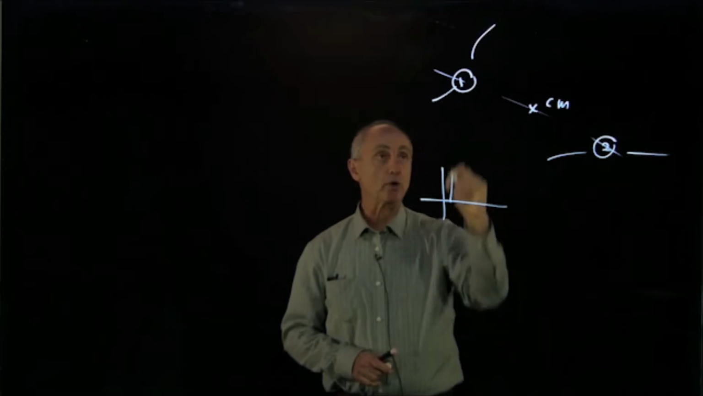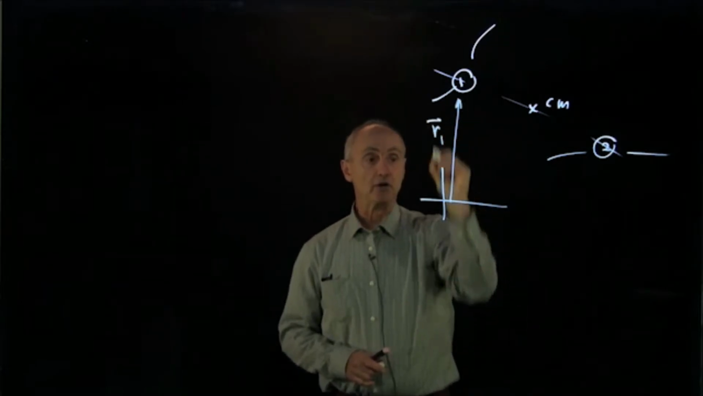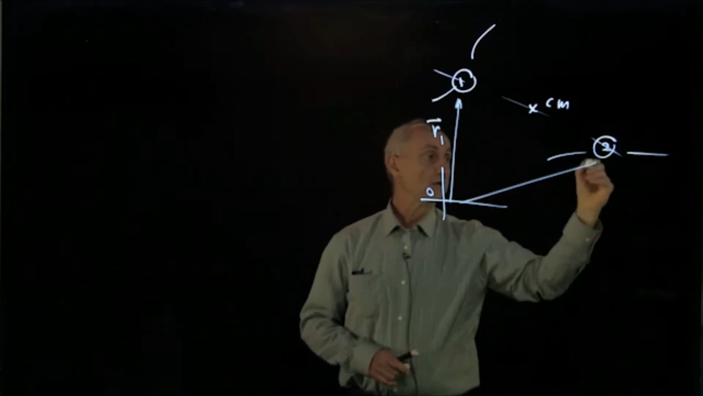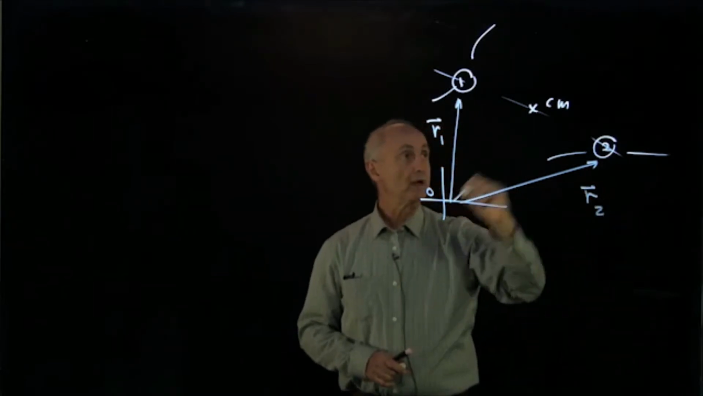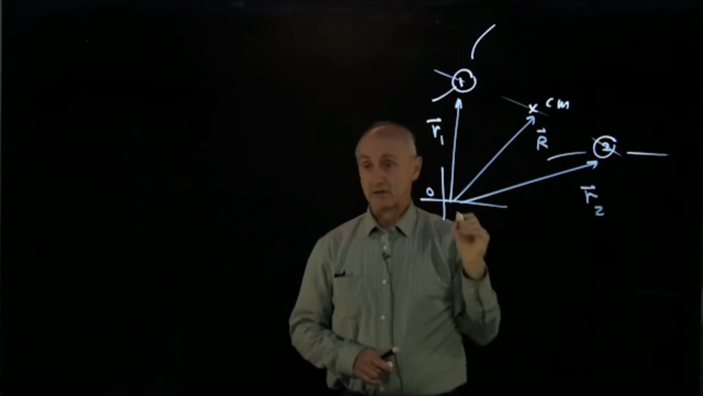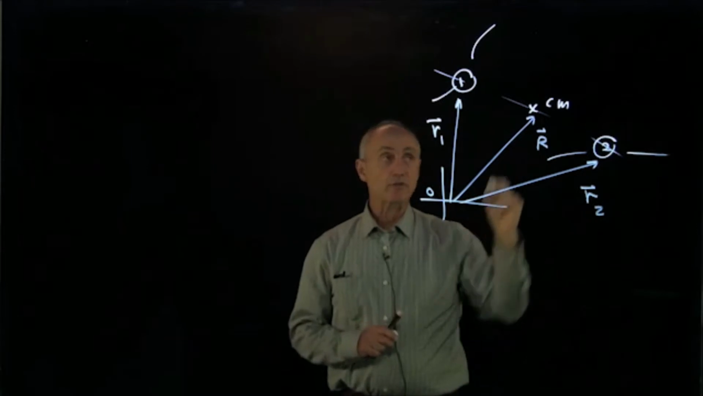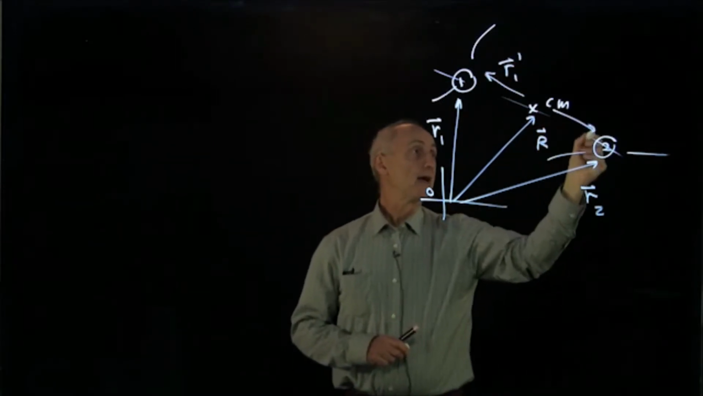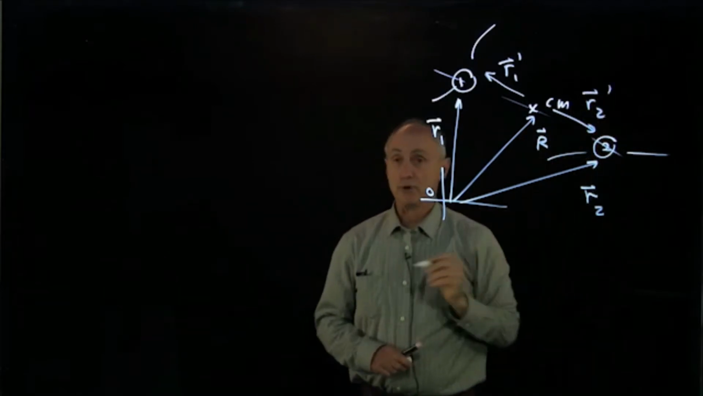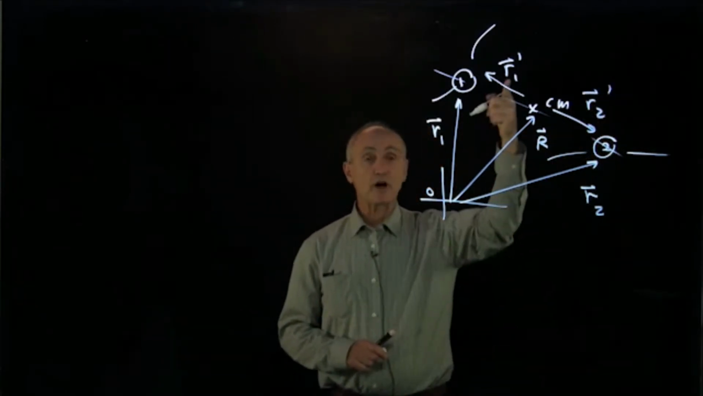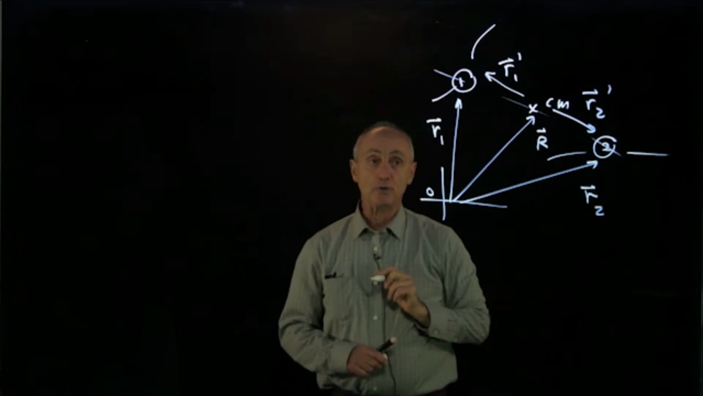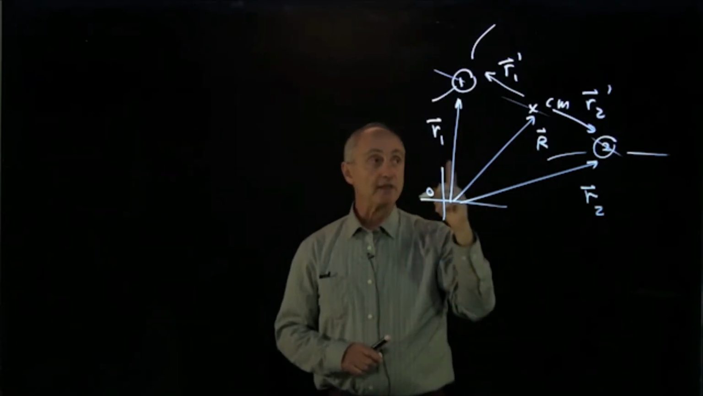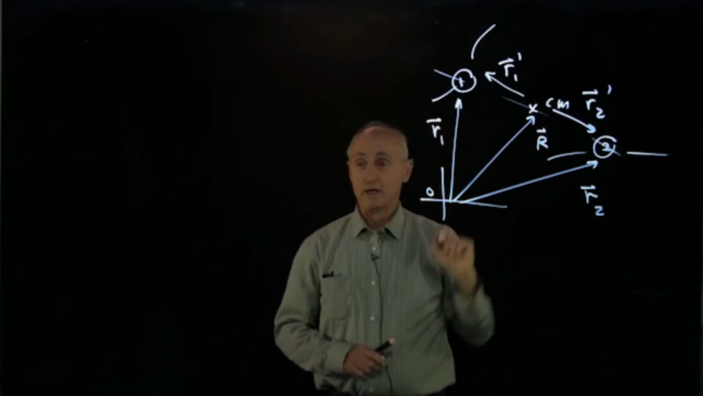So let's choose some coordinate system. Origin down here. Here's our particle R1. Here's our particle R2. And here is our center of mass. Now, in the reference frame of the center of mass, we have position vector R1 prime, and we have position vector R2 prime. And what we'd like to do is find expressions for R1 prime and R2 prime in terms of the positions of R1 and R2.